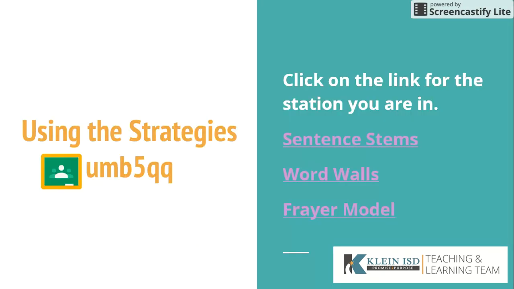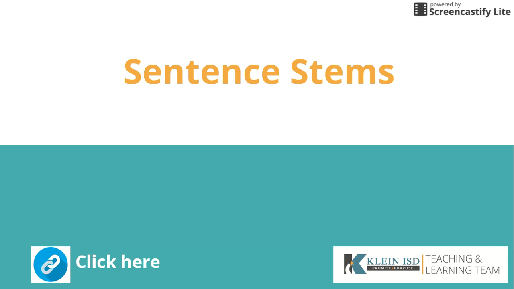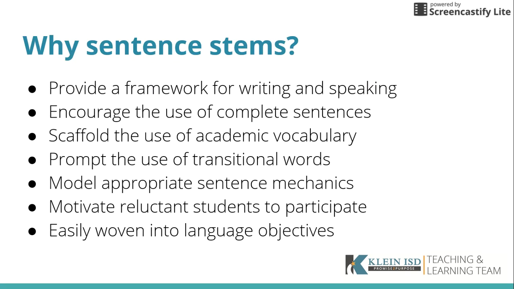So here are the three strategies that we have chosen from the Guiding Coalition: sentence stems, word walls, and the Freire model. Sentence stems. Why should we choose sentence stems? They provide a framework for writing and speaking. They encourage the use of complete sentences. They scaffold the use of academic vocabulary, prompt the use of transitional words, model appropriate sentence mechanics, motivate reluctant students to participate, and are easily woven into your language objectives.